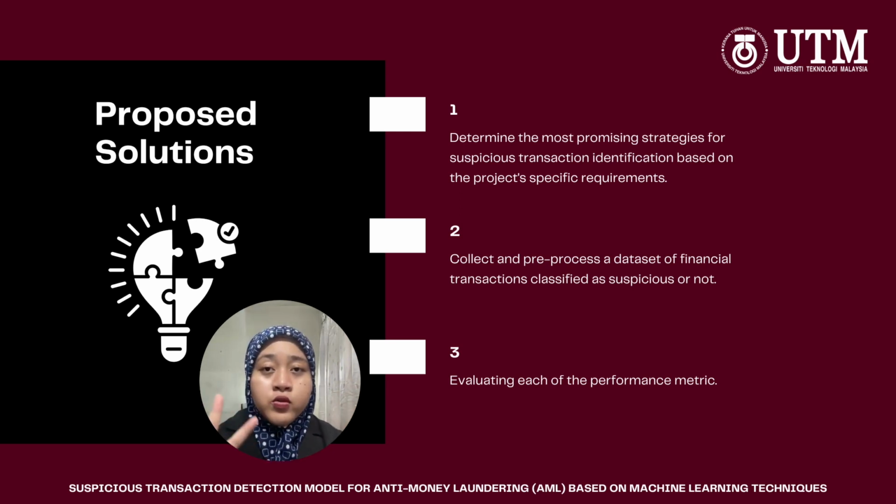The second proposed solution is to collect and pre-process a dataset of financial transactions to classify them as suspicious or not. The datasets that I have chosen also number three. The first one is Kaggle, the second one is AML SIM, and the third one is PaySim. The third proposed solution is to evaluate the performance metrics of each machine learning model.